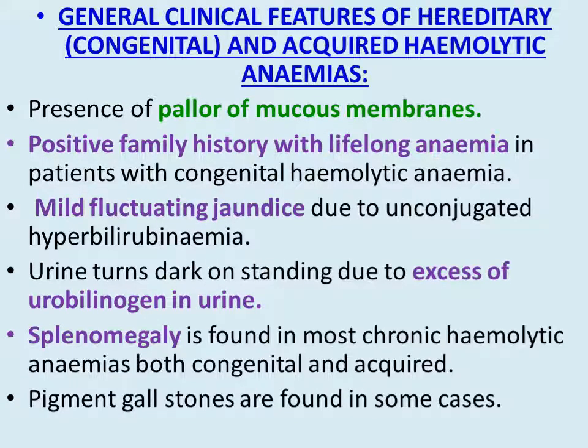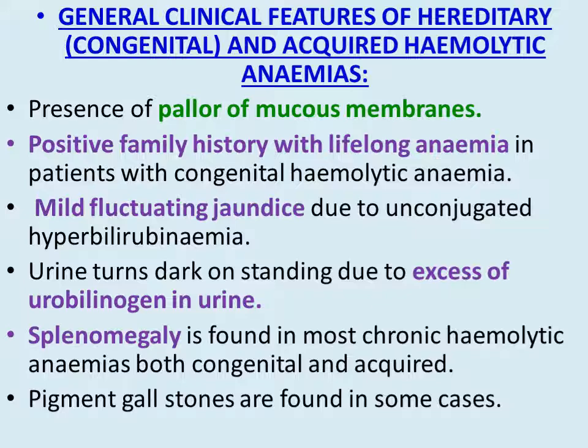Clinical features of hereditary and acquired hemolytic anemia. These are general clinical features. Number one, presence of pallor of mucous membranes. Blood supply to the mucous membrane decreases, so it becomes pale in color; pale is nothing but pallor. Next, positive family history with lifelong anemia in patients with congenital hemolytic anemia. Congenital means hemolytic anemia is there by birth, so those patients will have a family history and lifelong anemia.